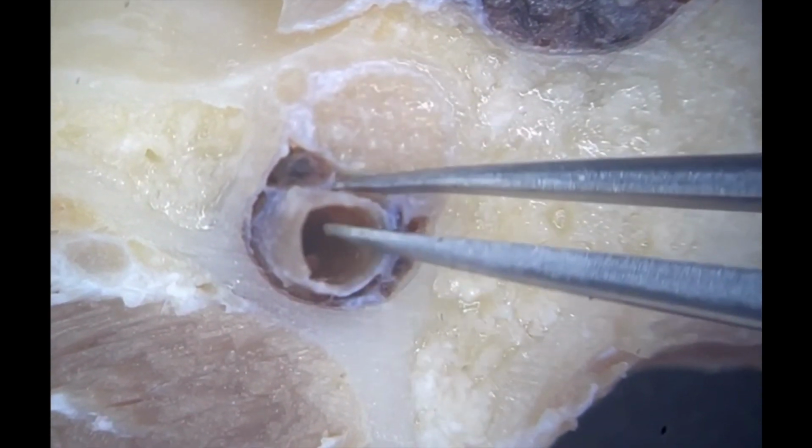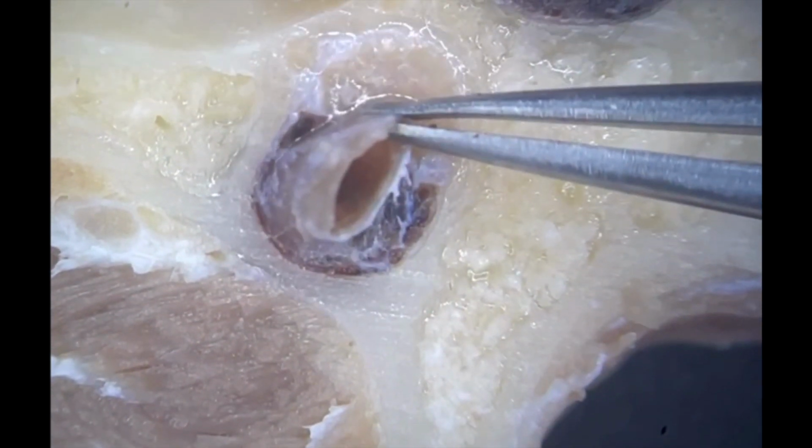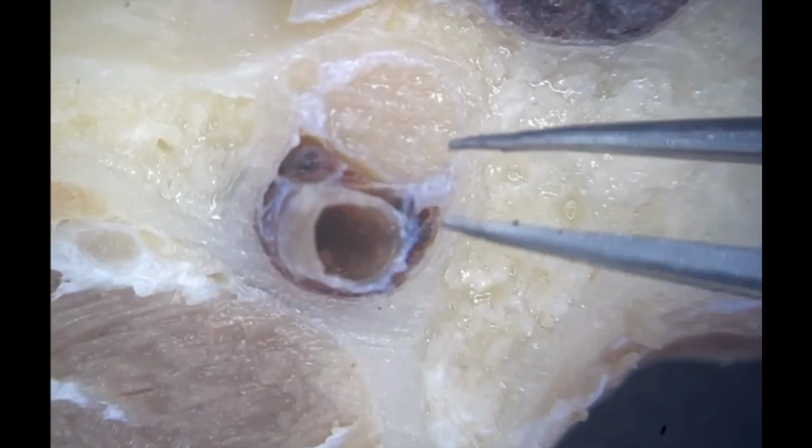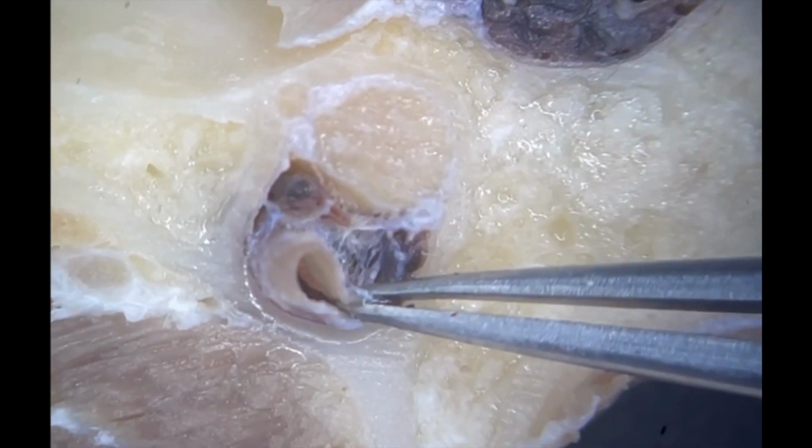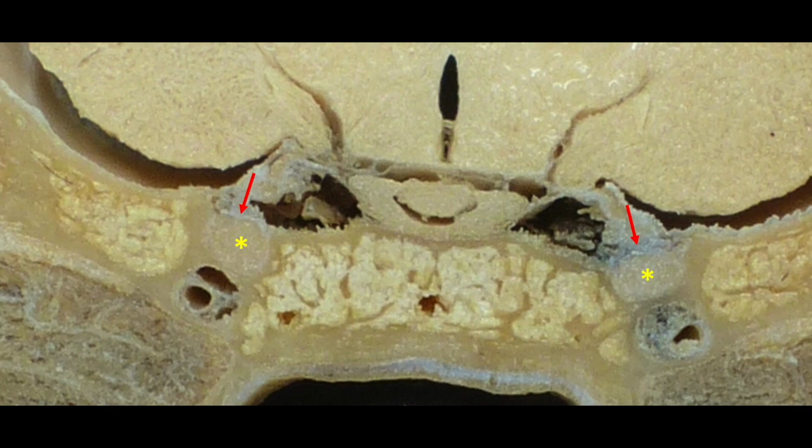This is the maxillary artery inside the alar canal, surrounded by a venous plexus. This transverse section at the level of the hypophysis is made just at the level of the round foramen, red arrows, where the maxillary nerve, yellow asterisk, enters the alar canal.